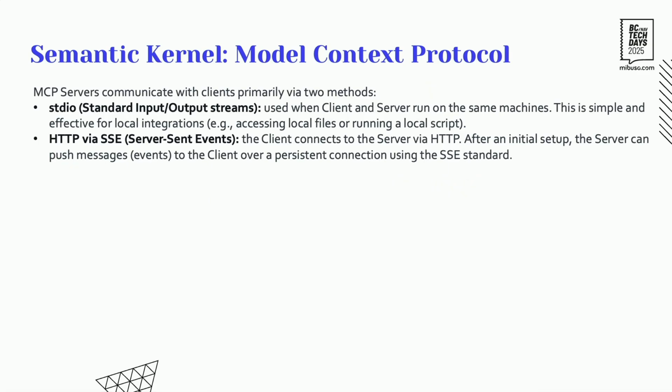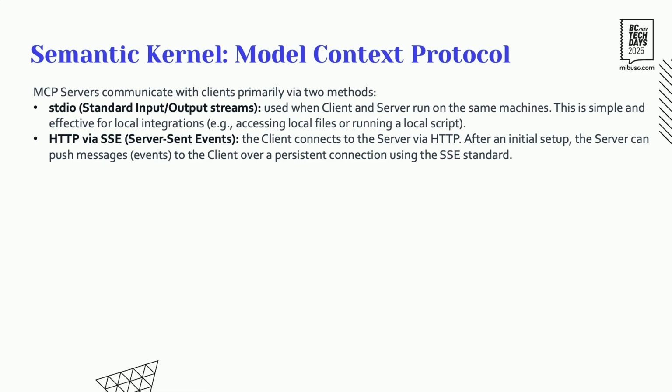MCP supports two types of protocol for connecting with the target system. The first is what is called standard input-output streams. It is useful for running agents locally. If I have an MCP server running locally, then I use this protocol. If I have an MCP server running online, I use the other protocol, HTTP via SSE, server-sent events.